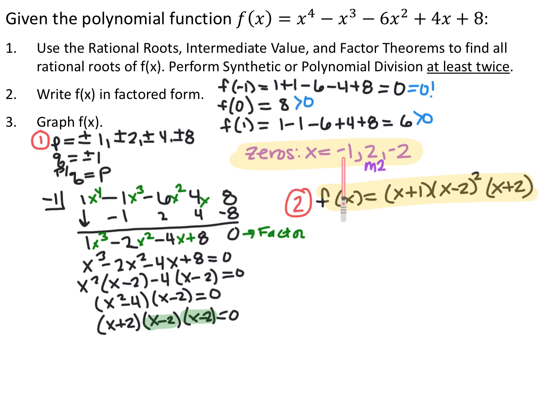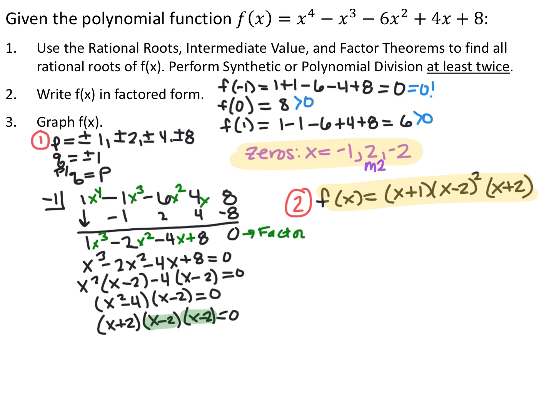So now I can take those zeros and I can write this in factored form. So if I have a zero of x equals -1, then I have a factor of x plus 1. If I have a zero of x equals 2, that means I have a factor of x minus 2, and since it showed up twice, it's a multiplicity of 2, so it's going to be squared. And then x equals -2 means I have a factor of x plus 2.